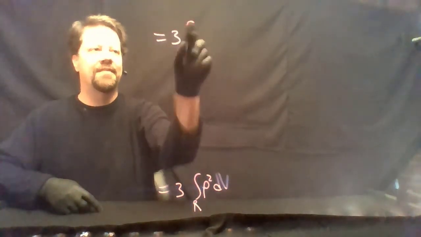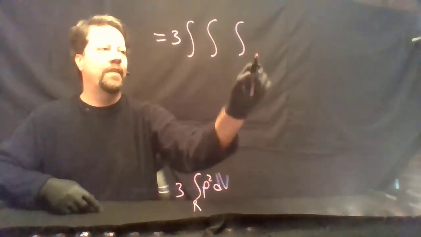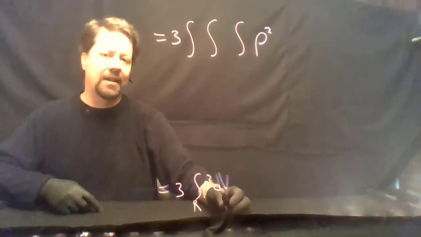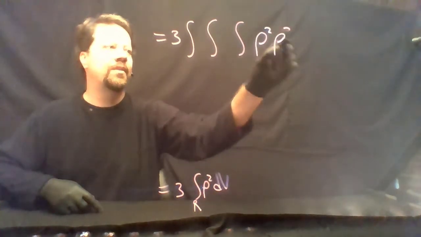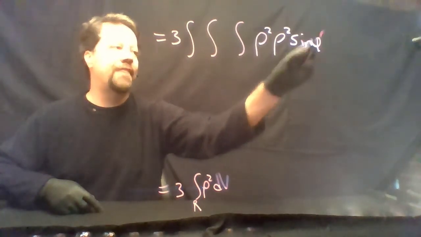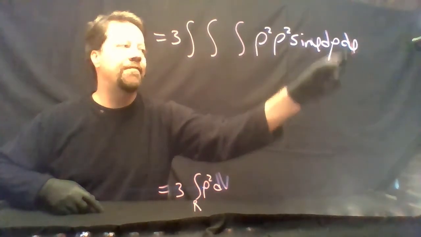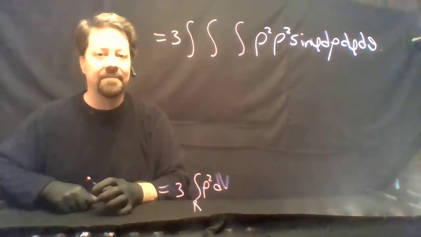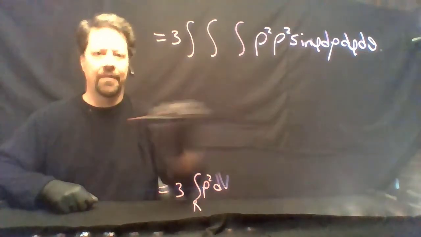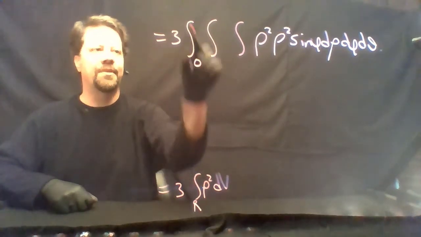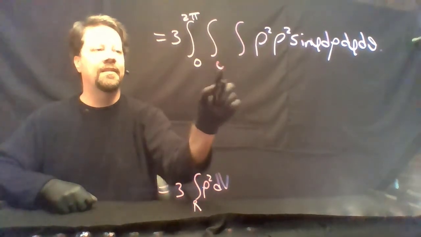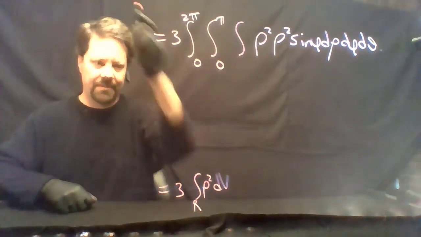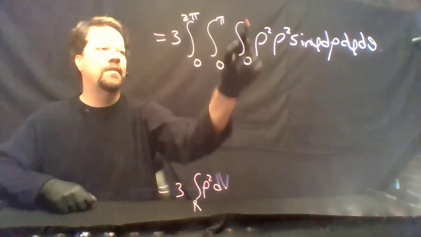Setting up the limits of integration, we have rho squared, but remember the volume element in spherical coordinates is rho squared sine phi d rho d phi d theta. I want you to remember that. Theta for this sphere of radius 2 goes from 0 to 2 pi, phi from 0 to pi, straight up to straight down, and rho from 0 to 2.